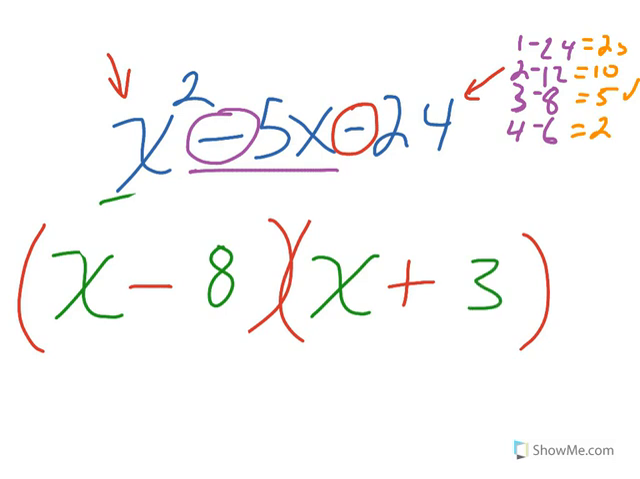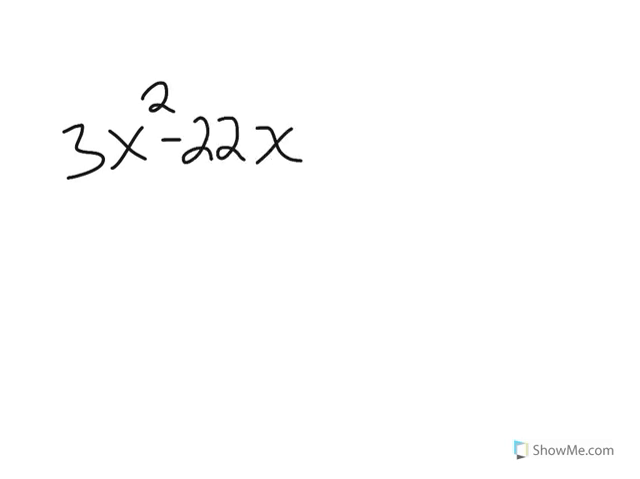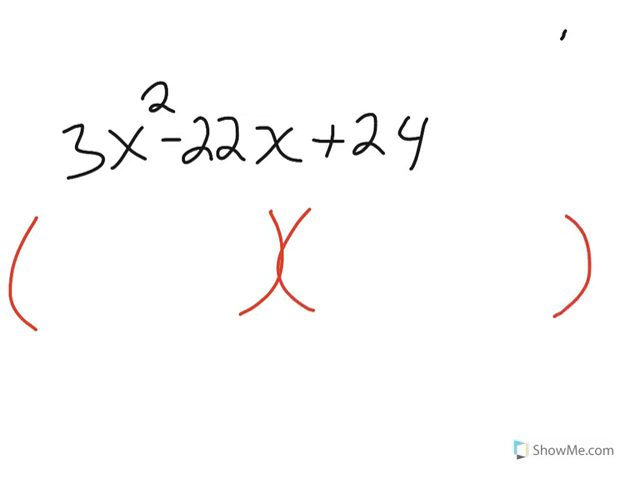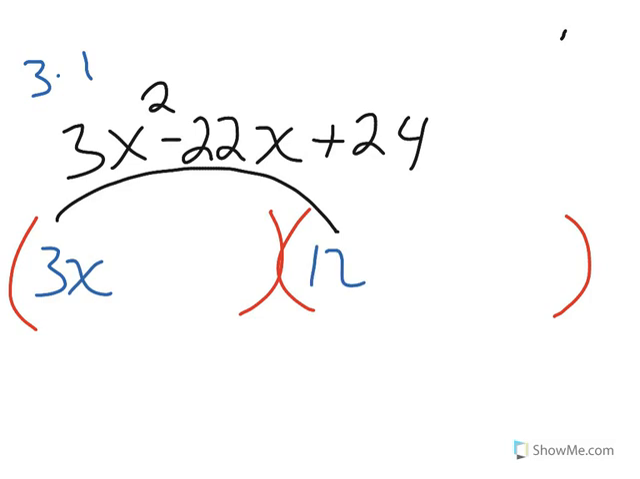The next one is going to be a leading coefficient of something besides 1, and we'll get into factoring that way. So this one is going to be 3x squared minus 22x plus 24. So this one, same concept. I'm going to set up two sets of parentheses. And once again, remember from the last one, whatever multiplies to the first two has to give me 3x squared. Well, the only options there are 3 times 1. So that's going to be 3x and 1x.